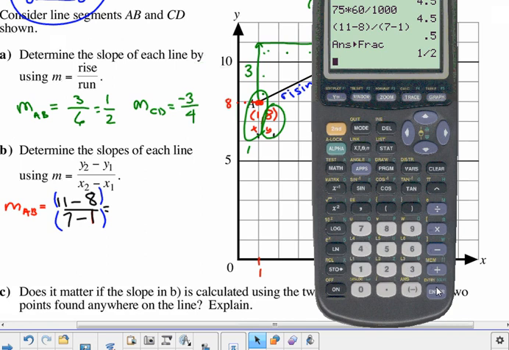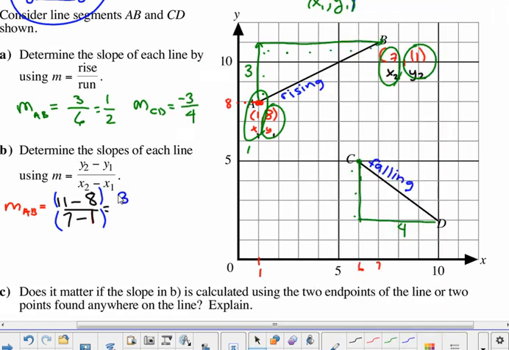To be safe, you might just want to go 11 minus 8, which is 3. You probably could have figured that out on your own. 7 minus 1 is 6, and then reduce it to 1/2. Okay, try the next one.